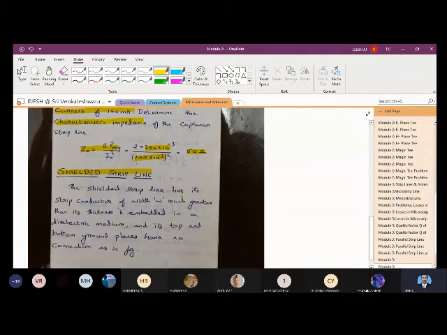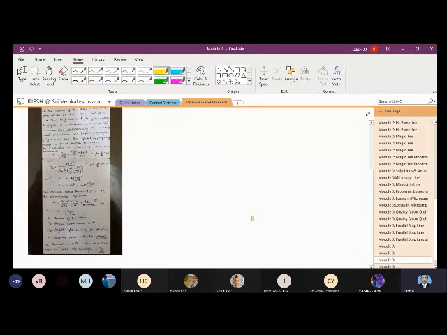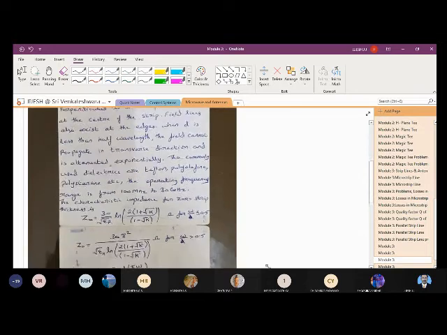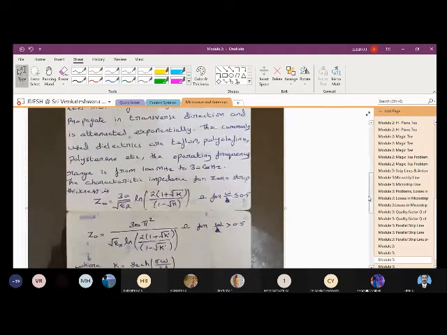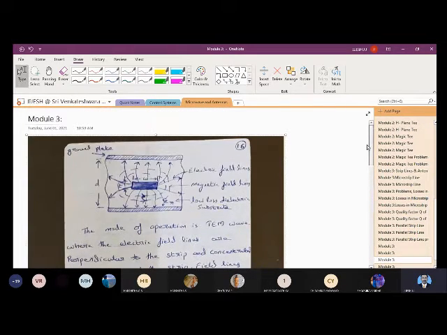So what you can understand here is the shielded strip line has now, before explaining that, I'll just show you the figure of shielded strip line. Then we will go with the explanation of that. It will be easier for you to understand. So just a minute. So this is how it will be.